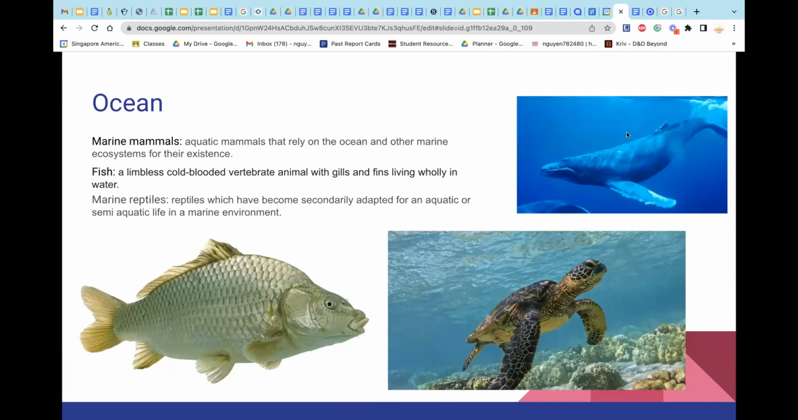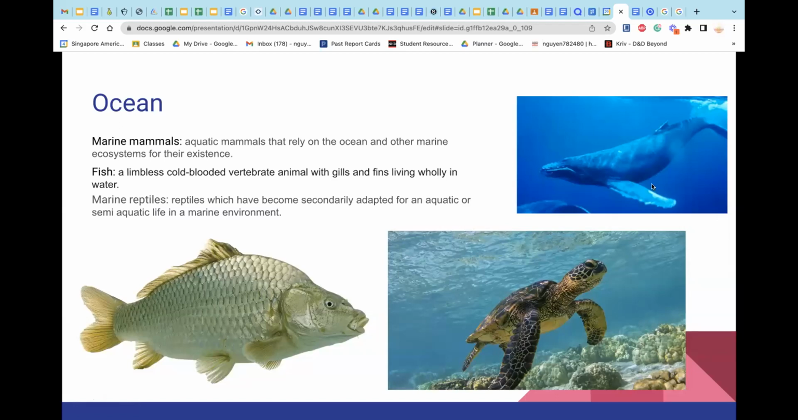And then we have fish, which are fish. Fish are limbless, cold-blooded vertebrate animals with gills and fins, living wholly in water. If you bring them out of the water, they suffocate. Fish include sharks, for example, salmon, all the fish you eat.